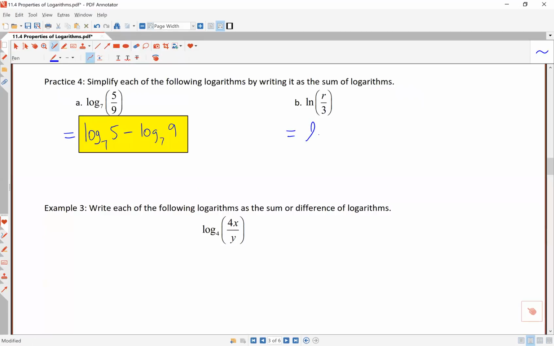The log of a quotient, the natural log of r over 3, we separate that as the difference of the natural log of r and the natural log of 3.